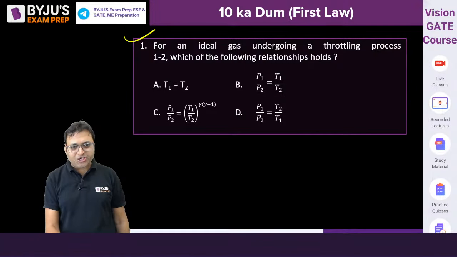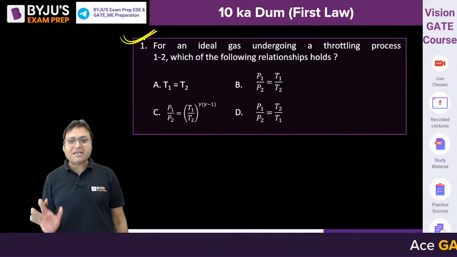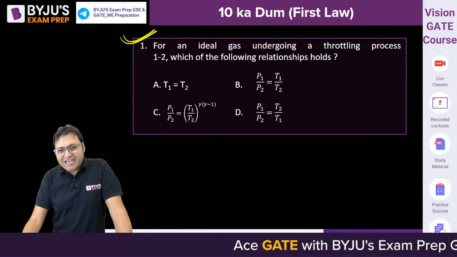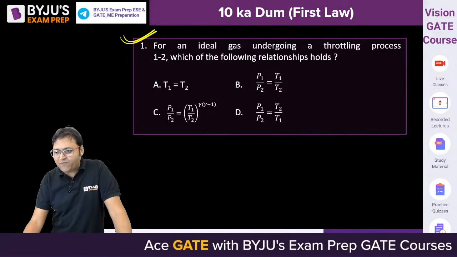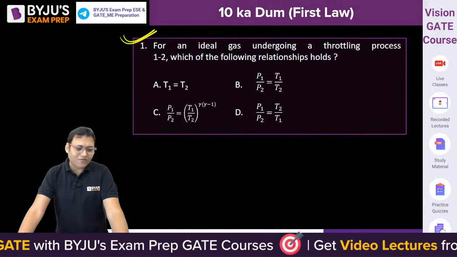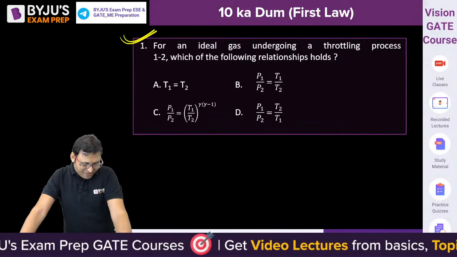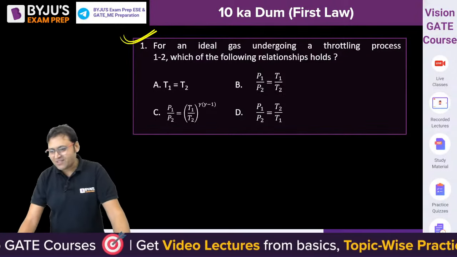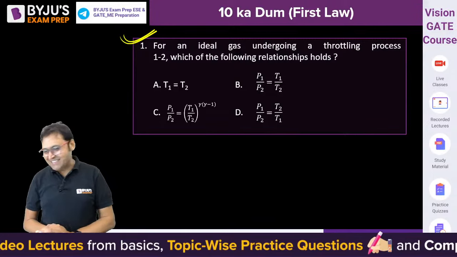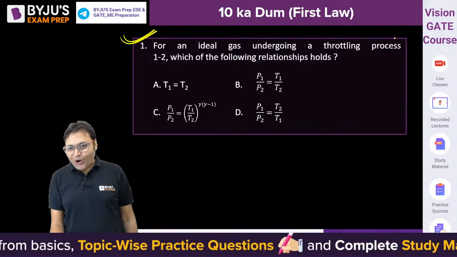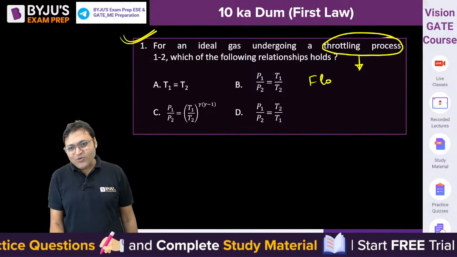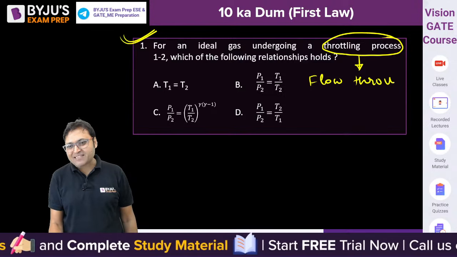So let us start with question number 1. Very simple but conceptual question. For an ideal gas undergoing a throttling process, let me see who will be the first one to give me the answer for this question. Who will be the first student giving me the correct answer to this one? Ludwig Prantel, you are also here, well done. What about others? Throttling process. What is throttling? Throttling is flow through a restricted passage.